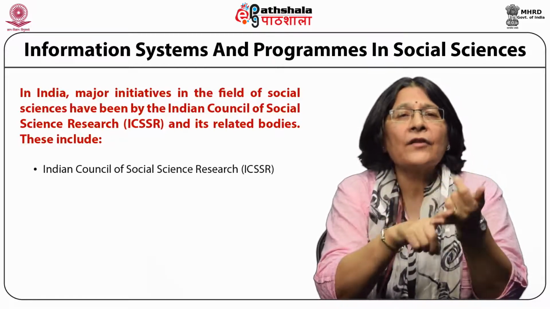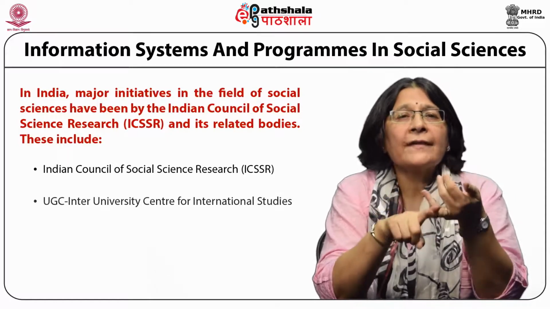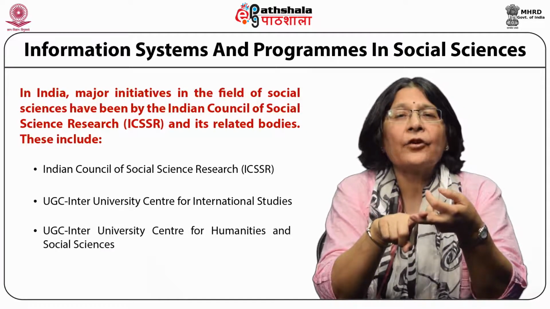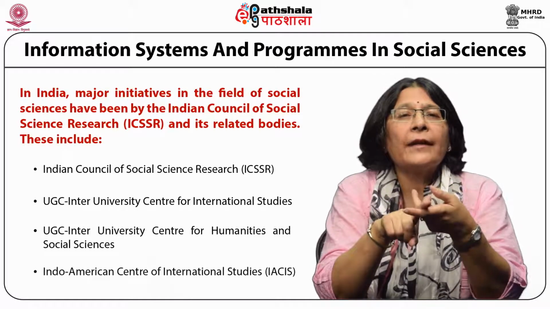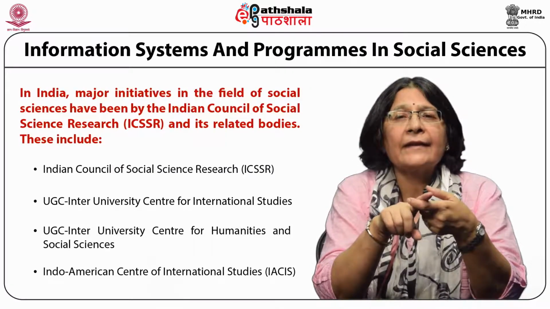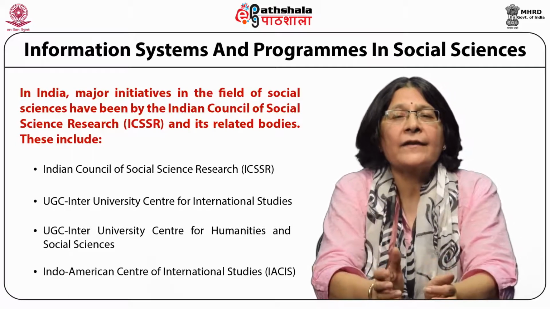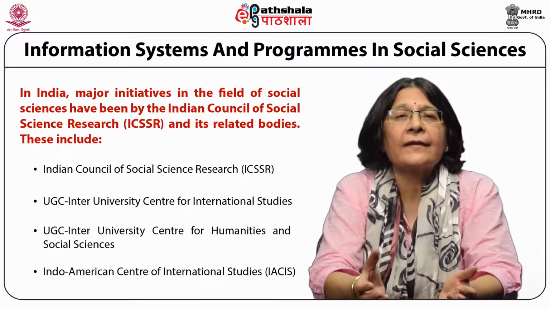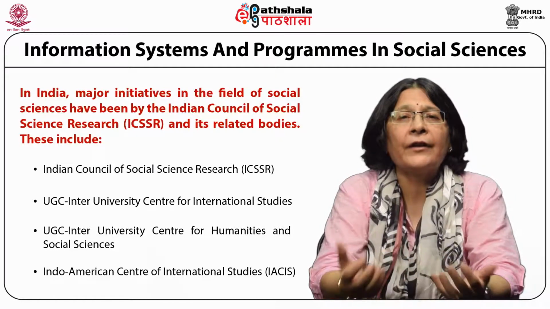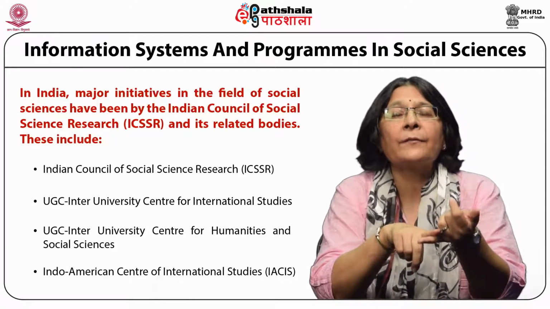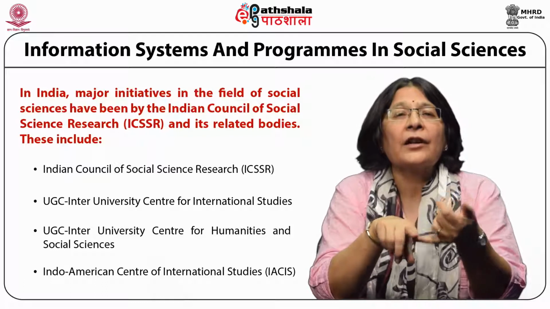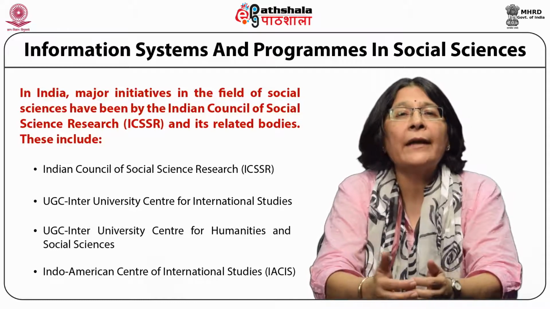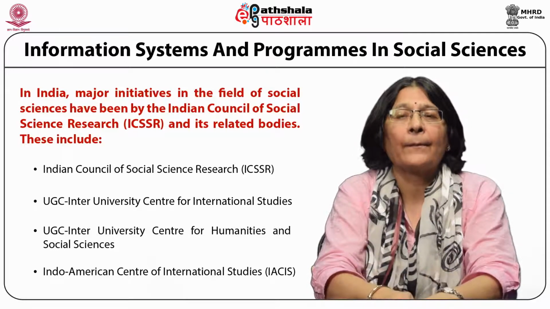These include the Indian Council of Social Science Research, UGC Inter-University Center for International Studies, UGC Inter-University Center for Humanities and Social Sciences, Indo-American Center of International Studies, IACIS. Besides these institutions, there are many more institutions catering to the requirement of social scientists in India in various other fields. For example, we have in the field of public administration, economics, etc., some very famous institutions, and in subsequent sections of the module we will be covering some of these institutions as well.